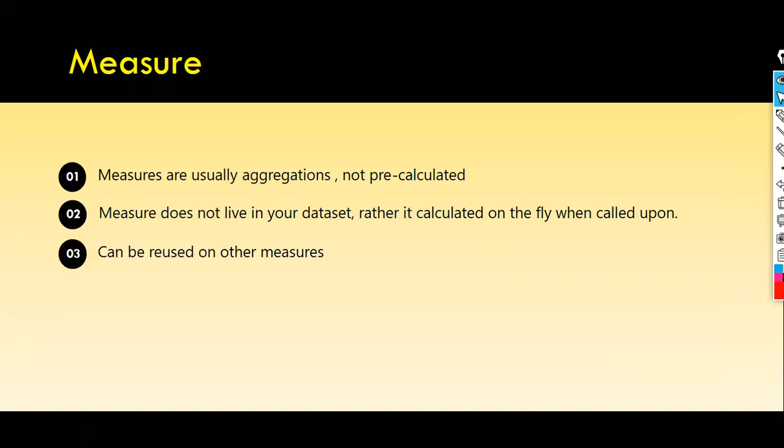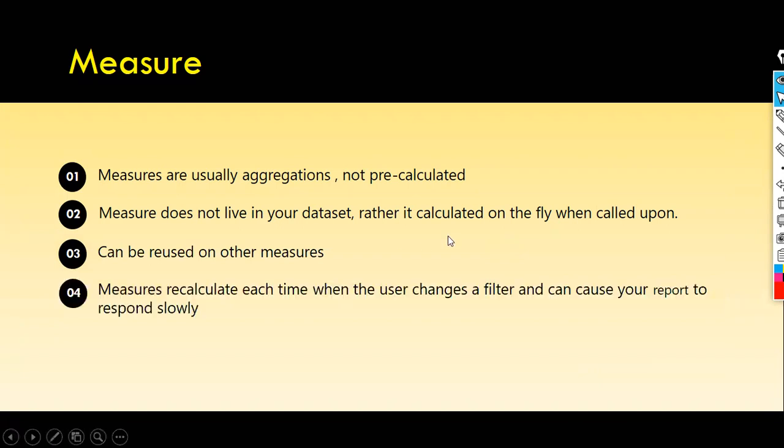And it can be reused in other measures. You can use a measure in another measure, and measures recalculate each time. But this is one of the flip sides of it. Let's say in your report, if the report user keeps applying filters using a slicer or filter, each and every time they apply the filter, the measure will get calculated based on the selections they made, on the fly. Hence, it is CPU intensive.